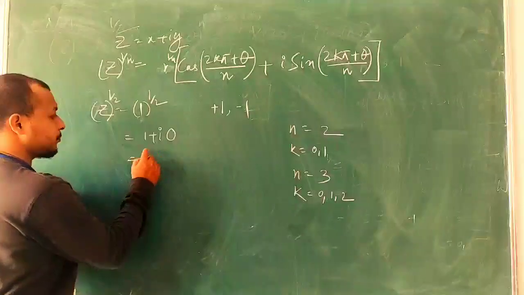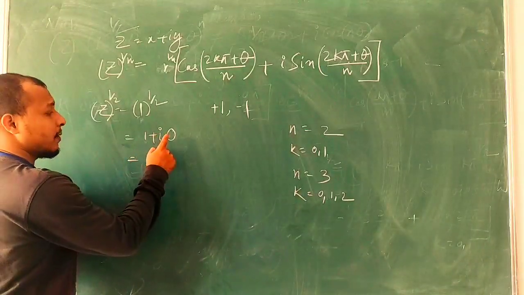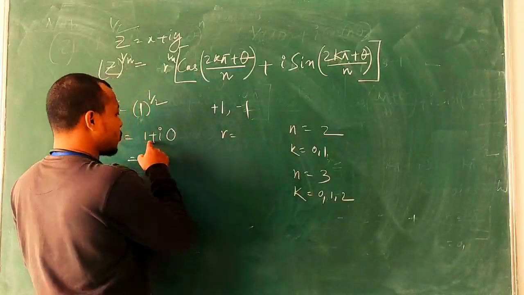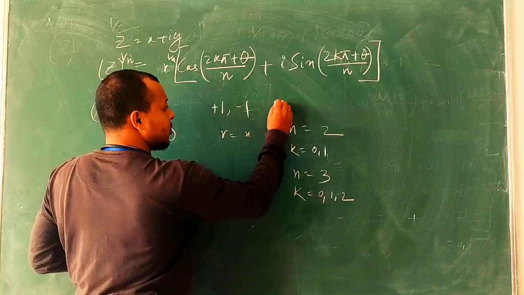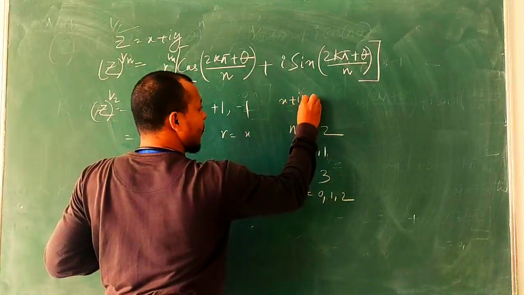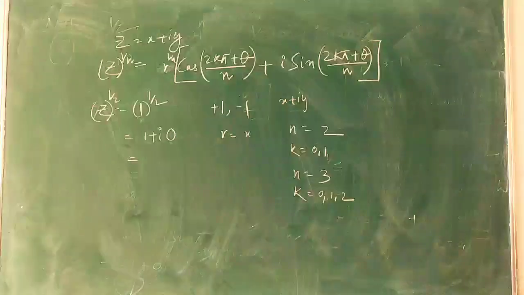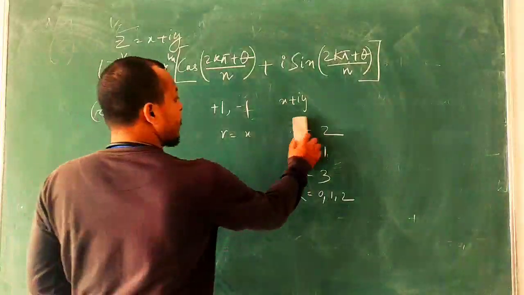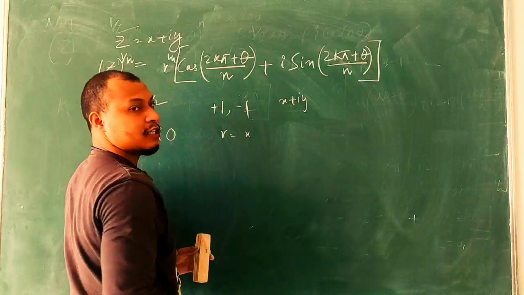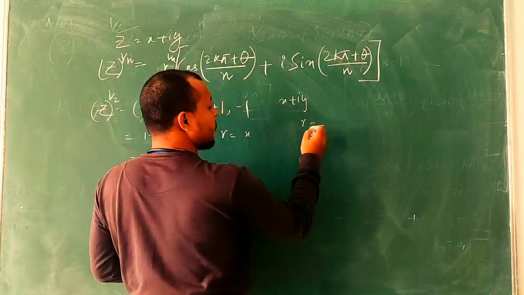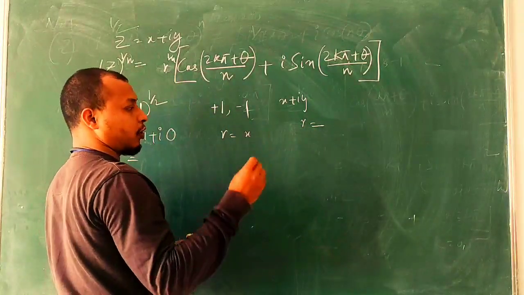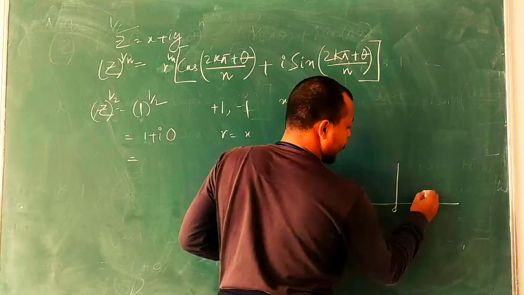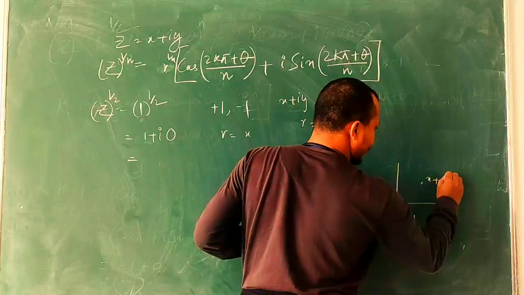So here, what is our real part? 1. Imaginary part is 0. So what is R? R is nothing but the square root of 1 square plus 0 square. We know that if x plus iy is given, how to find R? R is nothing but the distance from the origin to that complex number. You see here, this is 0. Suppose this is x plus iy.